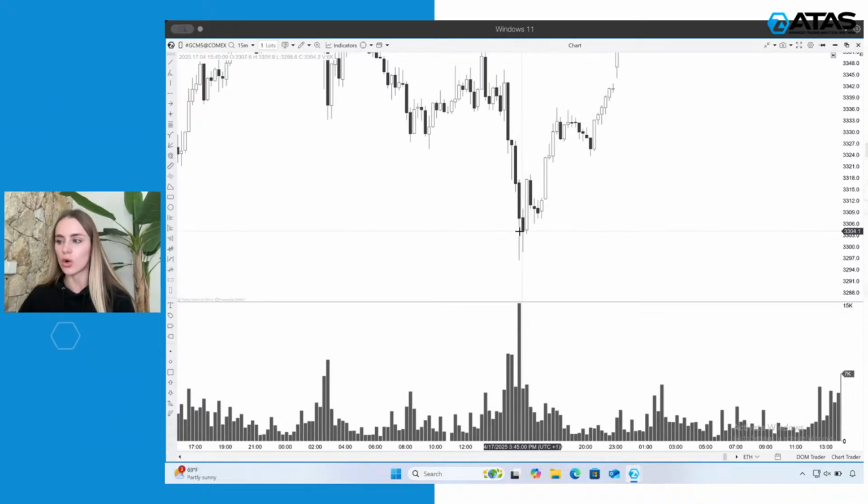So the next candle is also with a long wick to the downside. And the next candle is a reversal. So this is a volume climax that we are talking about.